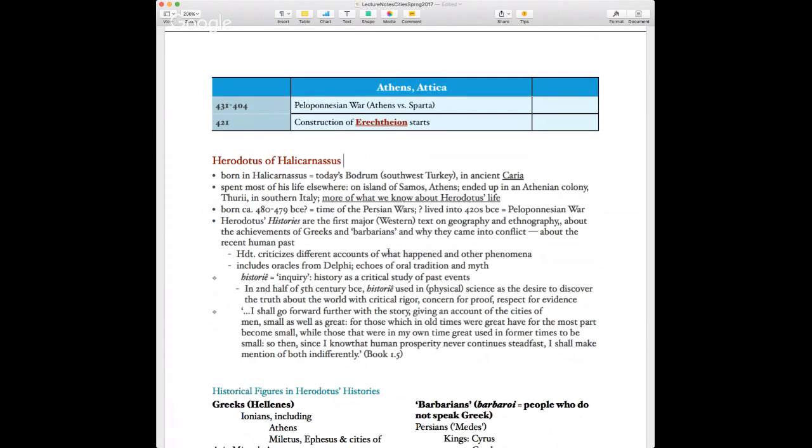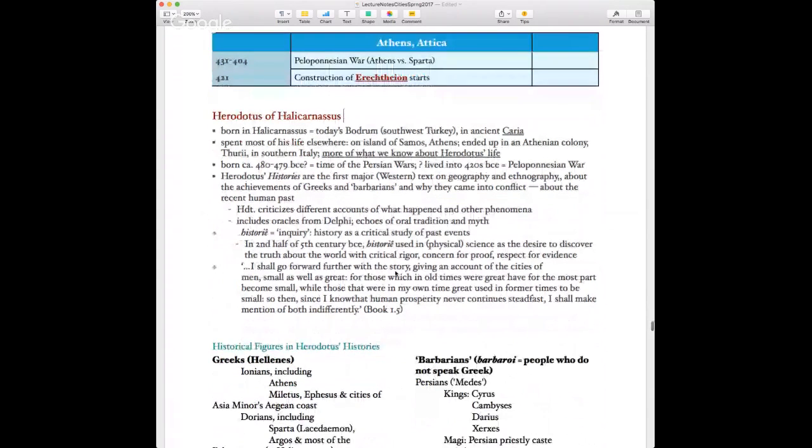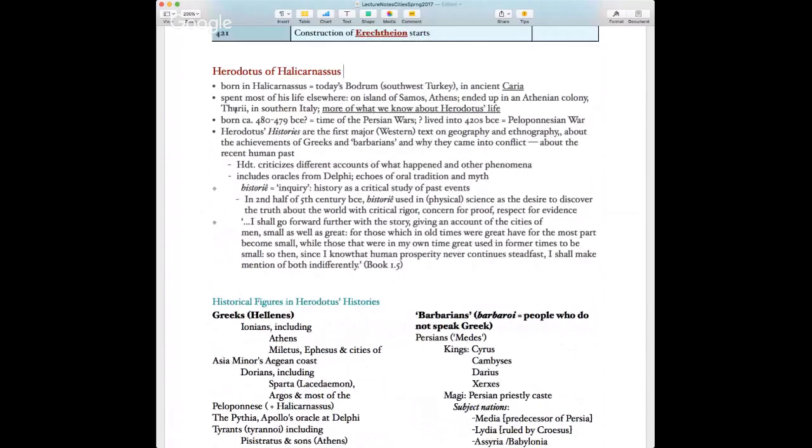He ended up actually living in southern Italy, which was colonized by the Athenians. He was probably born around 480 to 479 BCE, which is the time of the Persian Wars, and he lived until the Peloponnesian War, which is the war between Athens and Sparta. Herodotus' work is really known as the first major Western text about geography and ethnography, though most people come to Herodotus first for history.